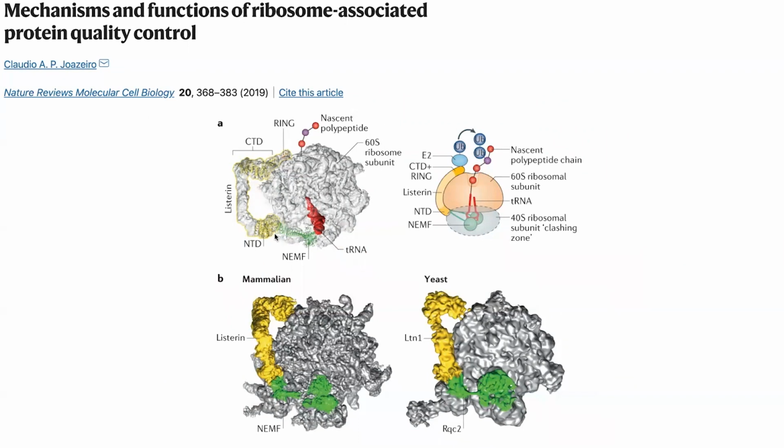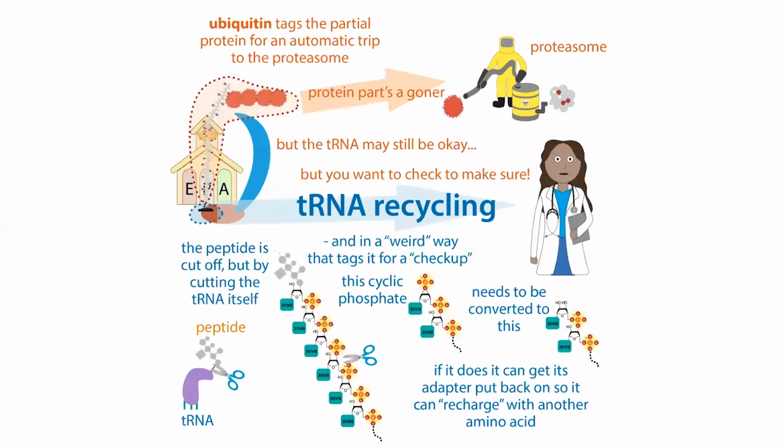But what it's going to be doing is, see, this is why you needed to have removed the small subunit at the bottom, because it would get in the way of the binding site for this Listerin. But it's going to bind. It's going to then ubiquitinate this growing chain. And this is how you can take this chain straight to the proteasome and degrade it.